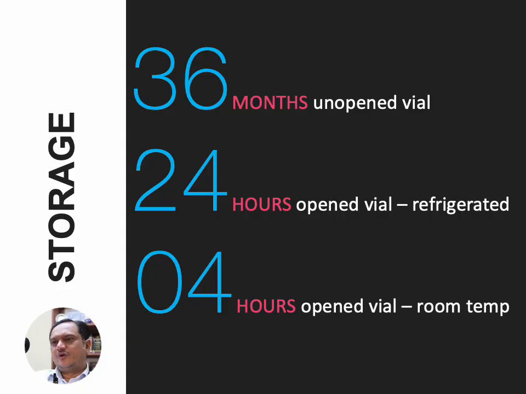Shelf life for storage for a Botox vial is 36 months unopened, 24 hours after opening the vial if you refrigerate it, and 4 hours if you open the vial at room temperature. So you use it within 4 hours if it's at room temperature, and if you are going to refrigerate it, you can use it up to 24 hours, and only an unopened vial refrigerated at 2 to 8 centigrade can last for 36 months. Storage is similar for other drugs, but I'm focusing on Botox now.